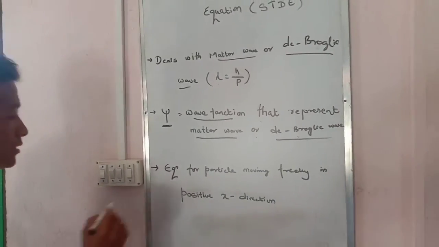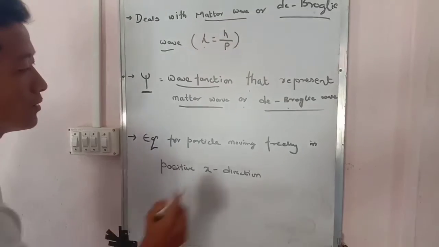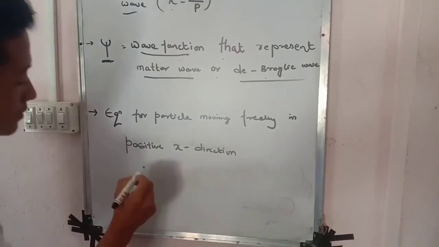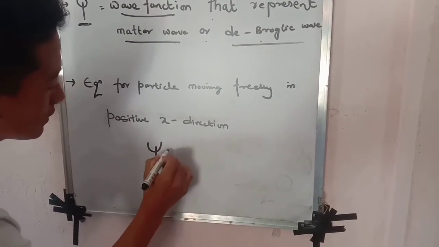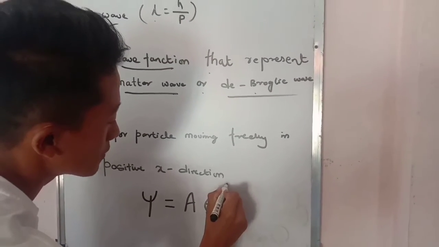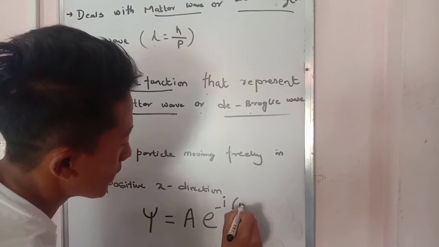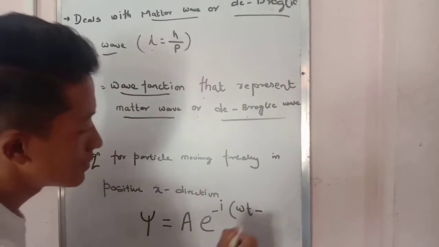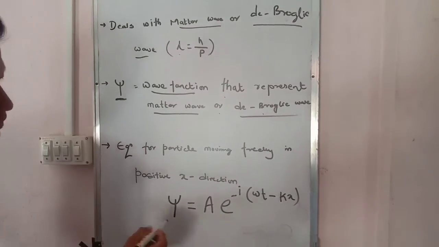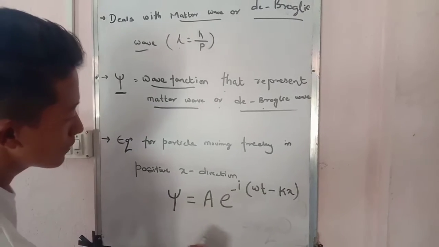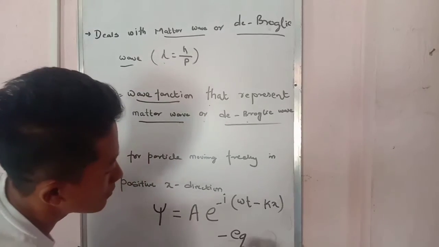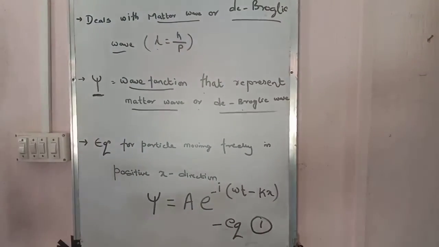And we all know that the equation for a particle moving freely in the positive x direction is psi equals A e to the power minus i (omega t minus kx). Let's call this expression equation number 1.